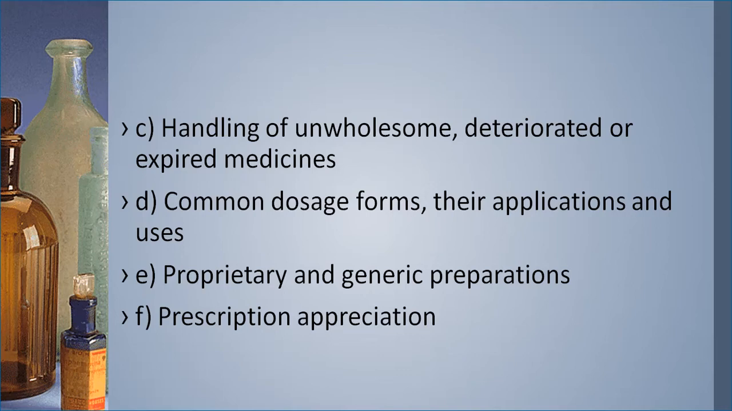Then we look at common dosage forms, their applications and uses. Dosage forms talk about the form in which the medicine comes, like tablets, capsules, syrups, mixtures, suspensions. So when you get to that lecture, we are going to be looking at the common dosage forms and how they are supposed to be used. Then we look at proprietary and generic preparations. Proprietary talks about products that companies have manufactured, like F-Pack, which is a proprietary product, Antimary is a proprietary product, a lot of medicines we know, Lunat is a proprietary product.